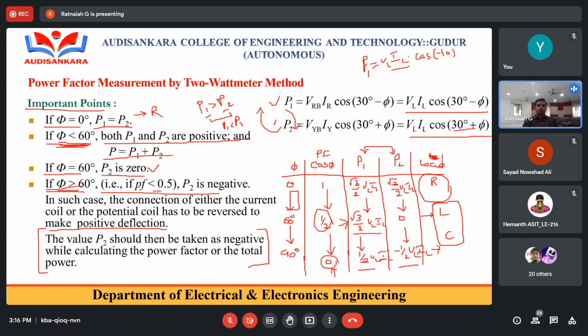If you take the first one as P2 and the second one as P1, then the connection is reversed, and this concept will be reversed. That is, P2 greater than P1 is an inductive load. When P2 is less than P1, that should be a capacitive load. So the type of load connected depends upon the impedance connected in the circuit. While doing the problem, you can understand how to calculate.